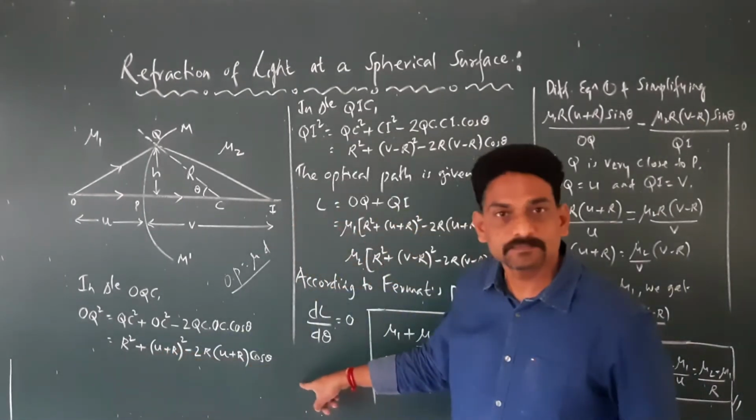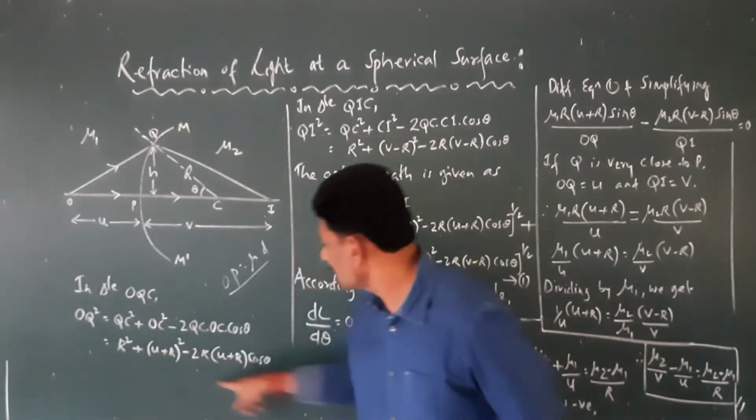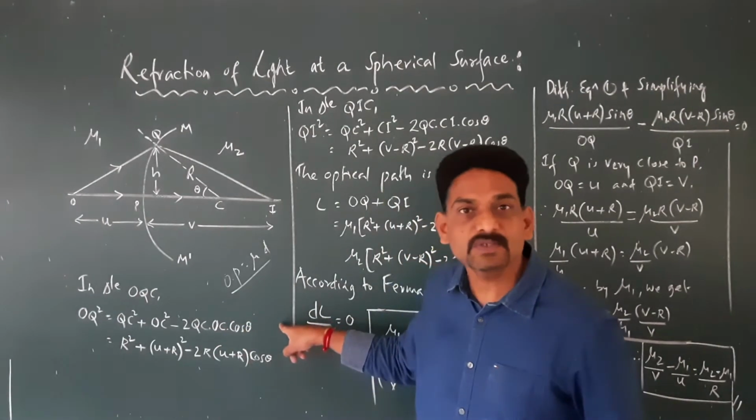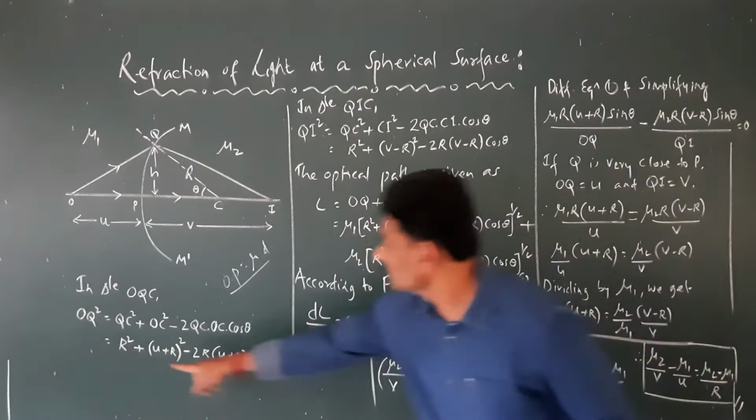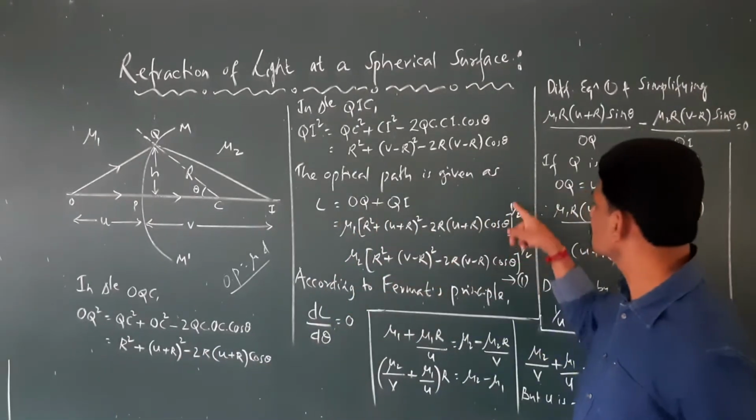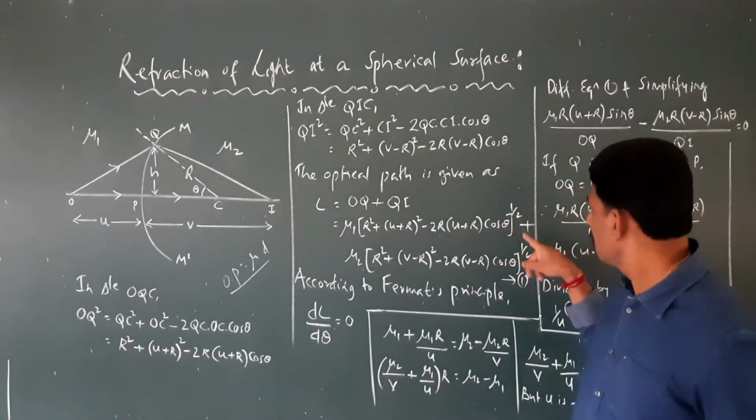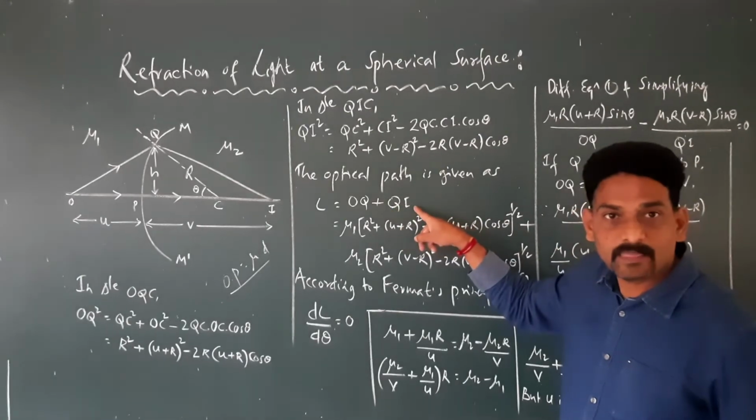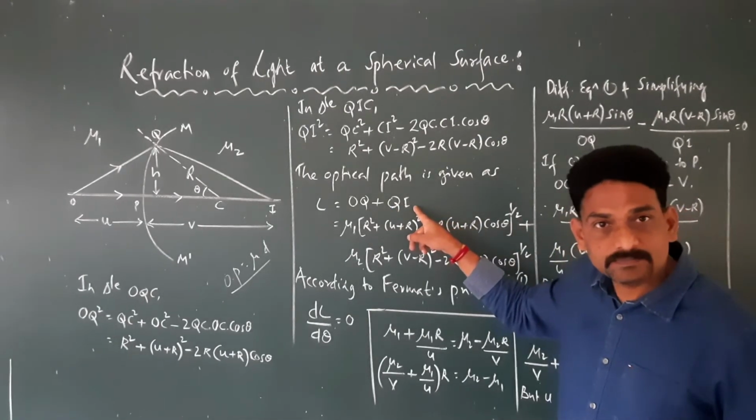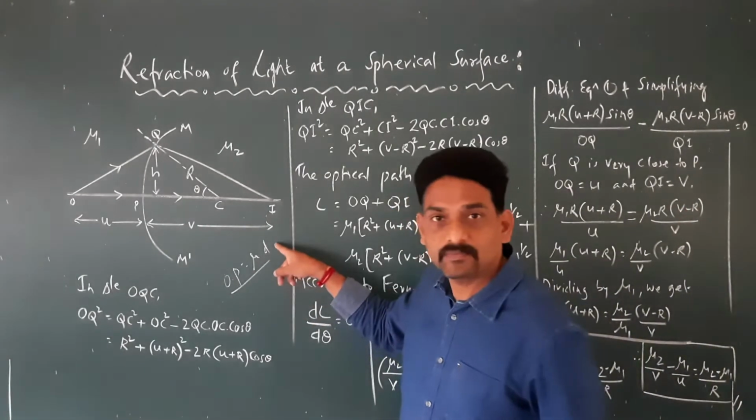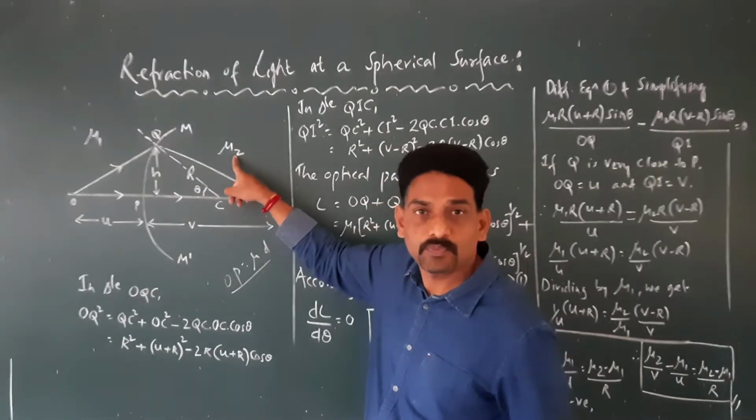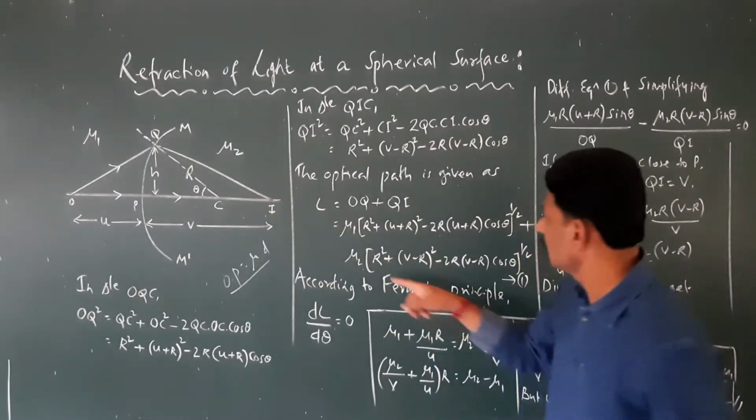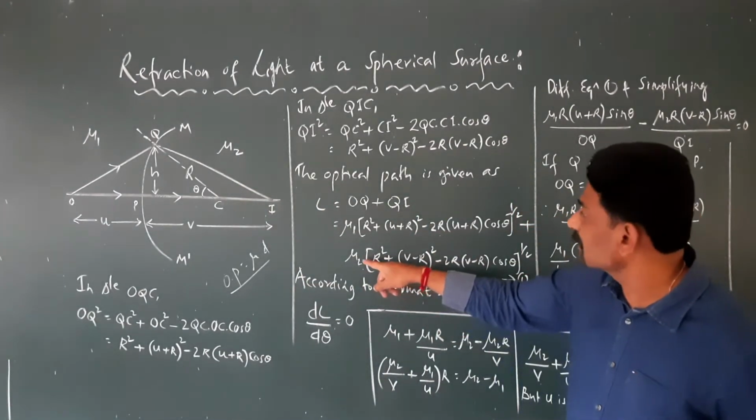Square root of this, raised to half. That is OQ, right? Therefore we say mu1 into this term as it is raised to half, plus what is QI? QI is again optical path, that is mu into QI. What is the refractive index of this media? It is mu2.